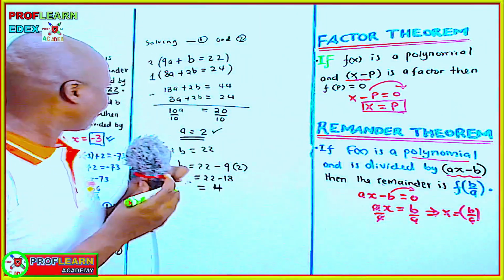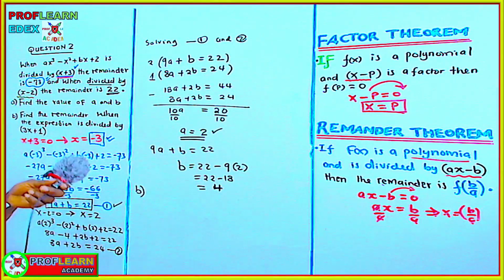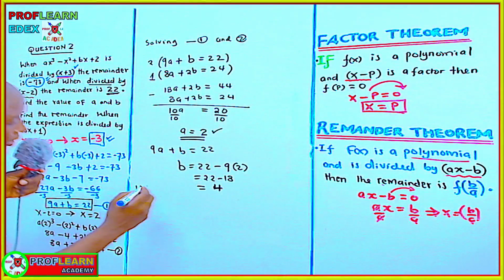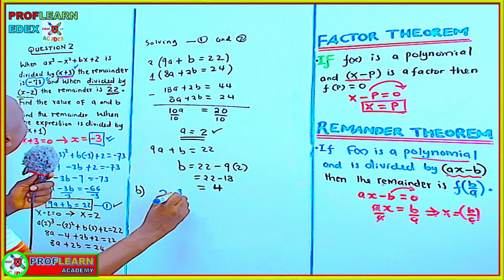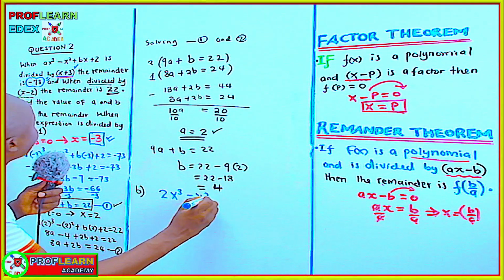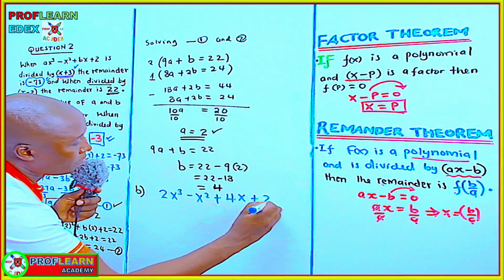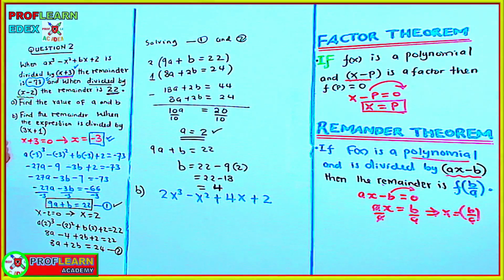The question was, find the remainder when the expression is divided by 3x plus 1. What was our expression now? We're going to go to part b. Our expression is 2x to the power 3 minus x squared plus 4x plus 2. So the question is, what is the remainder when this expression is divided by 3x plus 1?